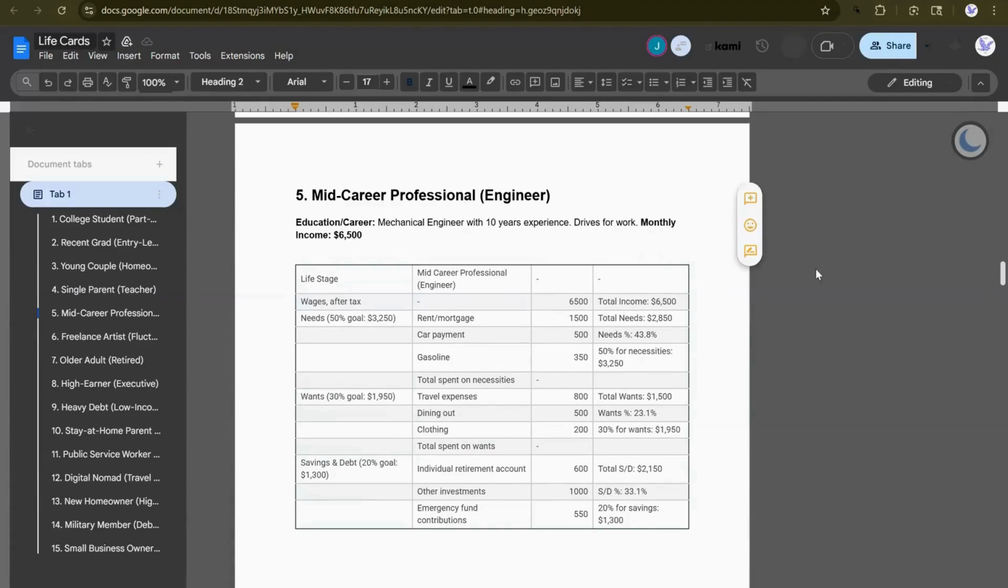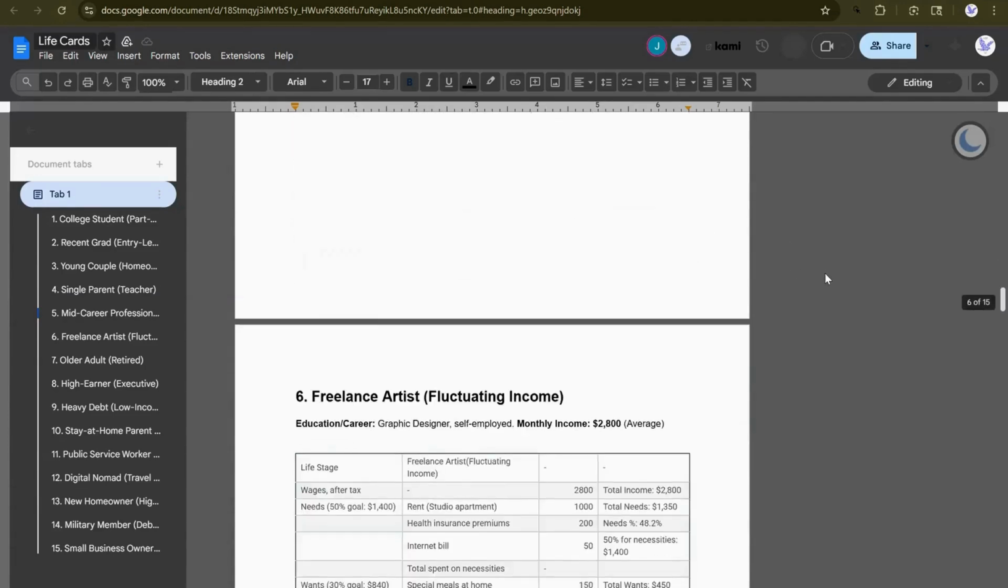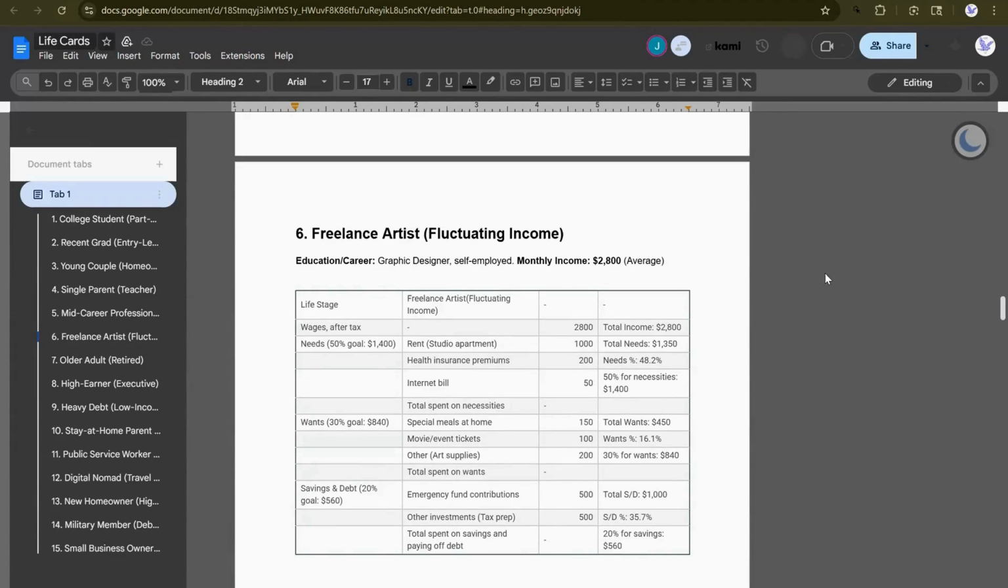Mid-career professional engineer, $6,500. And by the way, as you go through, you'll start to see their total wants and needs. So needs, wants, savings, debt. And then what we'll try to do is max out savings and debt payments as much as they possibly can, while making sure that they accomplish all their needs and get some of their wants too. Like I said, create for your life what you want.